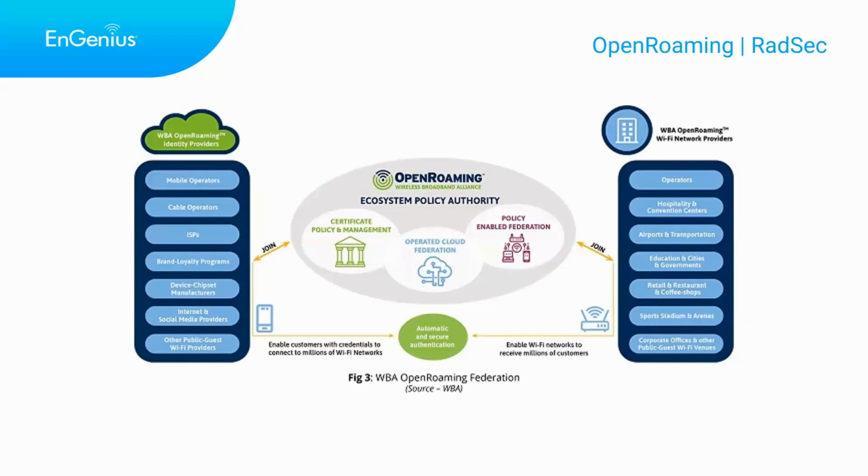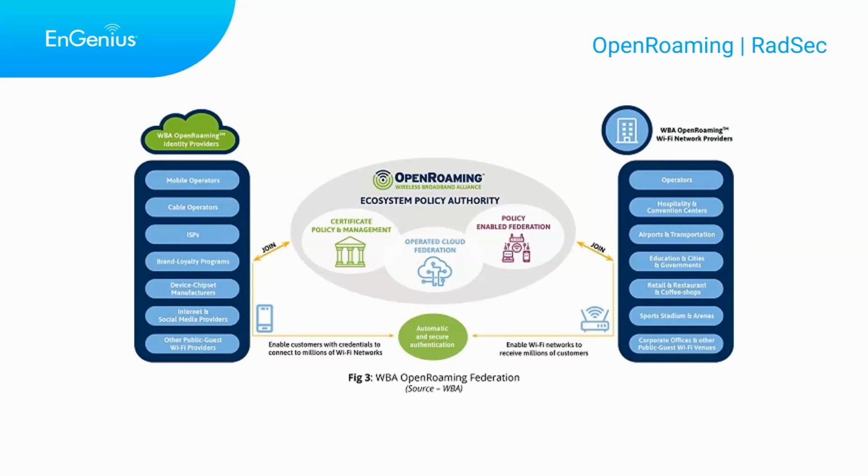So this can work well with, for example, education deployments. Maybe if clients are roaming between different campuses that have the same configuration on the back end, you'd be able to freely roam between them. So if you need a list of all the open roaming partners, you can go to their website. Maybe later on we can share the link as well.